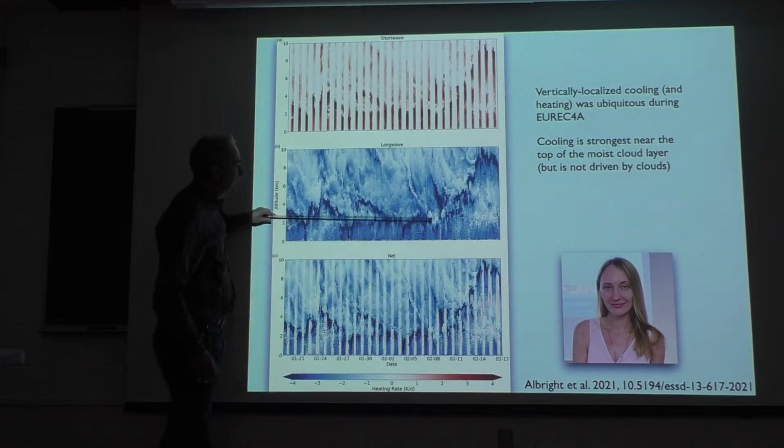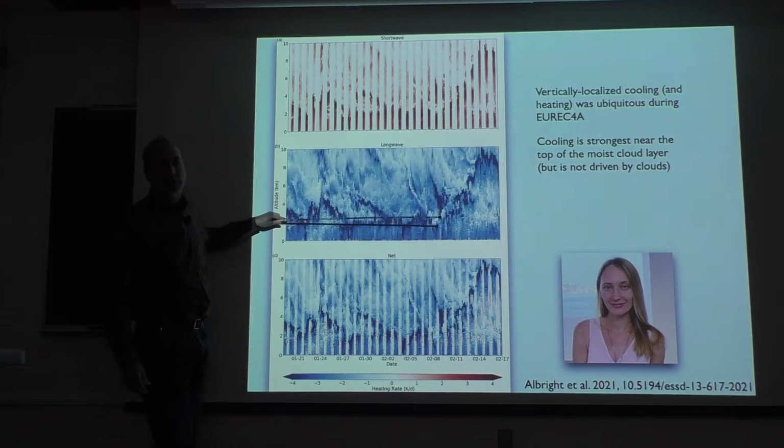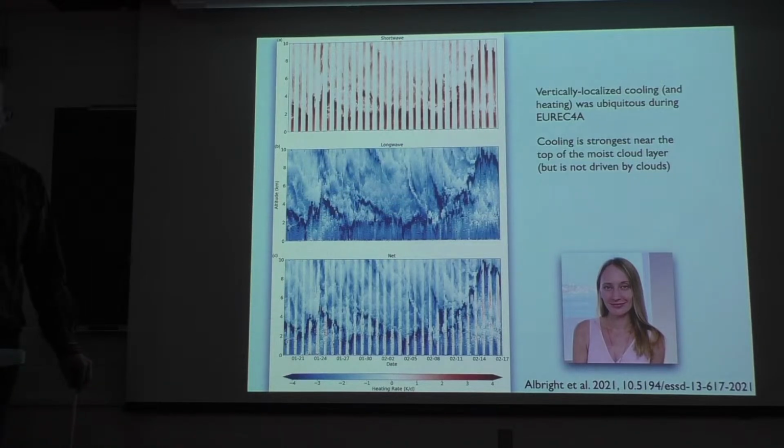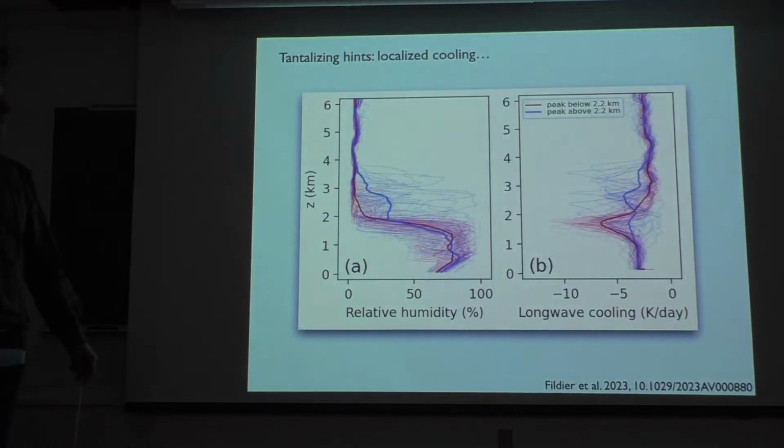Okay? But really, the cooling is not uniform, like we're used to thinking of it in the tropics. But rather, there's this fairly sharp peak, and this is kind of 3 or 4 Kelvin per day against a background of about 1 Kelvin per day. And the question is, why? Why do we have that structure of cooling?